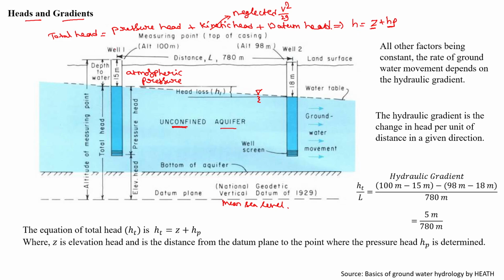Okay, this is the thing you can even observe. So here elevation head is Z, and pressure head is hp. So up to here it will be called the total head. Similarly, these are the basic things. Let's say this is an unconfined aquifer, and this dash hatch line shows the bottom of the aquifer. So suppose I insert two piezometers at a distance of 780 meters in the unconfined aquifer.